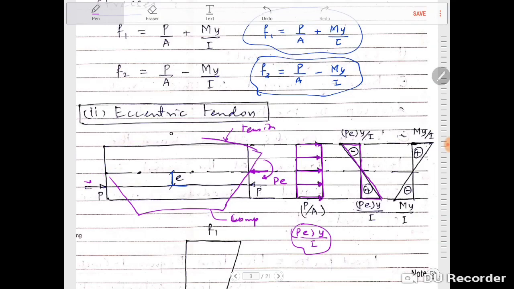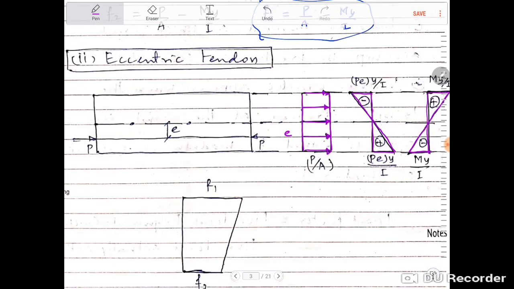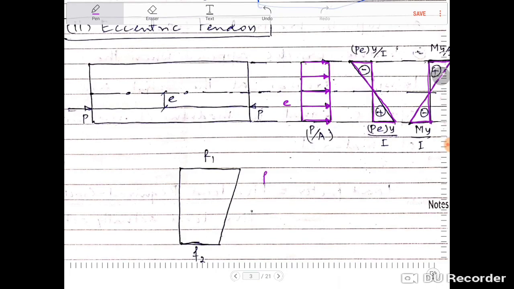Now due to externally applied load, we will have the same situation as in the previous case. Top fiber will be in compression, bottom fiber will be in tension. So My by I is the magnitude of that stress, okay? So F1 value, and this is F2 value. So F1 value can be written over here, it is P by A minus PE y by I plus My by I. Second, F2 is equal to what? It is P by A plus PE y by I minus My by I.